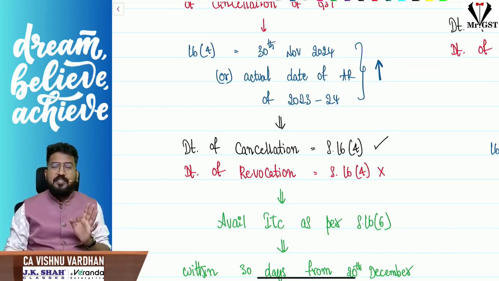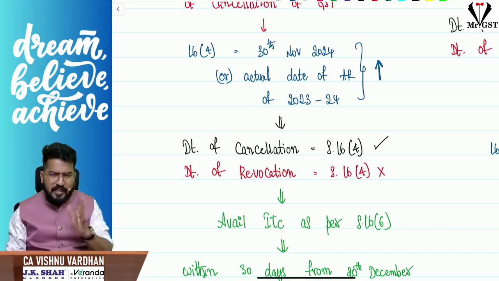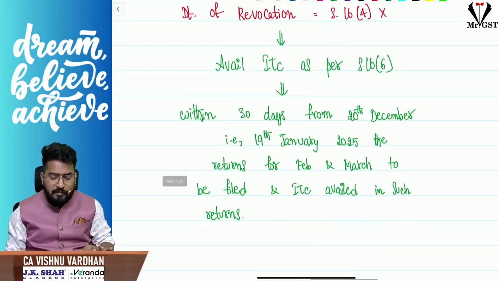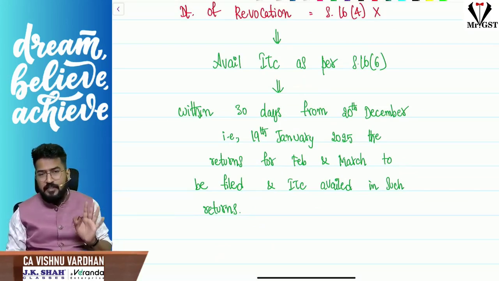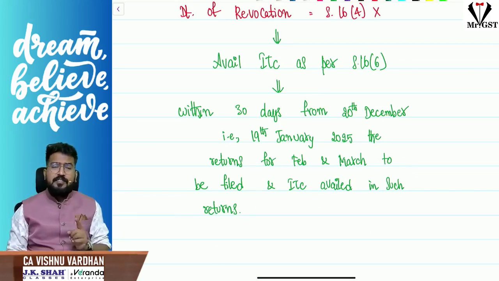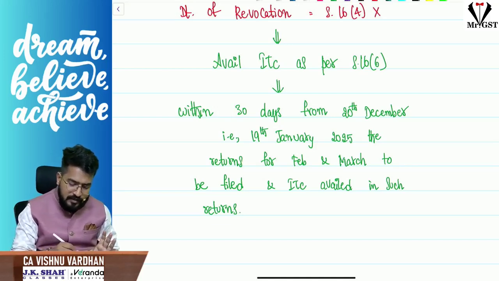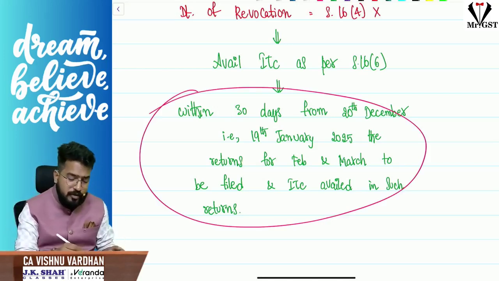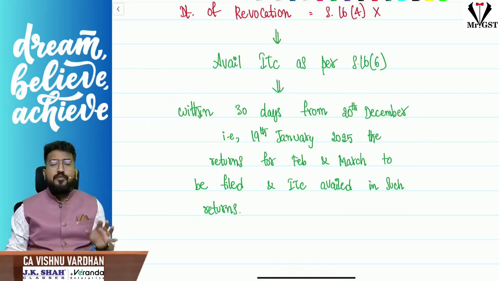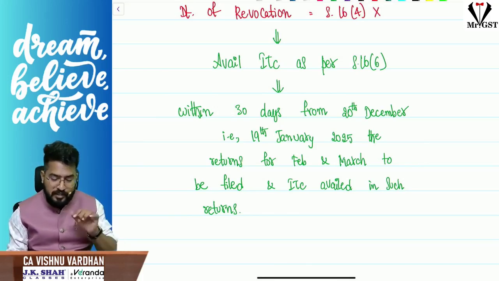But now you cancelled my registration, and at the time of revocation, the 16(4) time limit is over. So for Feb and March, what should I do? You can take ITC by filing Feb and March returns within 30 days from the date of revocation. The revocation is granted on 20th December, so from that, 30 days is 19th January 2025. So before that, by filing those returns of Feb and March, I can take ITC of Feb and March 2024. Even though the 16(4) time limit is expired, I can go with 16(6). Okay, that is the point.